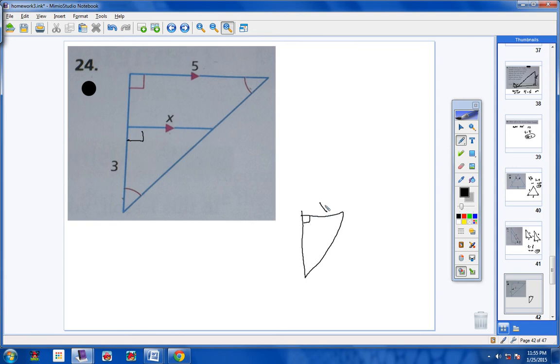Length is x right here, 3. Put a congruent symbol right here. Now let's draw the bigger right triangle. Okay, right angle here. Congruent symbol right here. And let's see, this whole length here would be 5, right here.